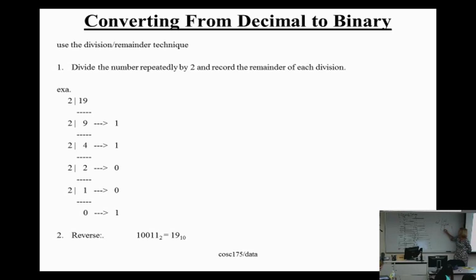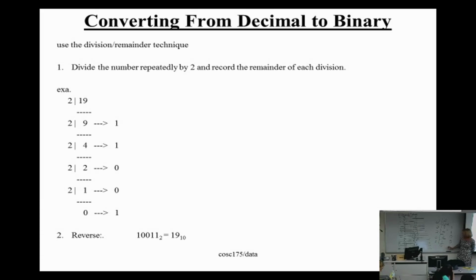Let's repeat this. 9 divided by 2 goes how many times? 4. And the remainder is 1. 4 divided by 2 is 2. Remainder is 0. 2 divided by 2 is 1, remainder is 0. You're not done yet. This is where people get screwed up. They get to the end and they panic. No panicking. So 1 divided by 2, how many times does 2 go into 1?